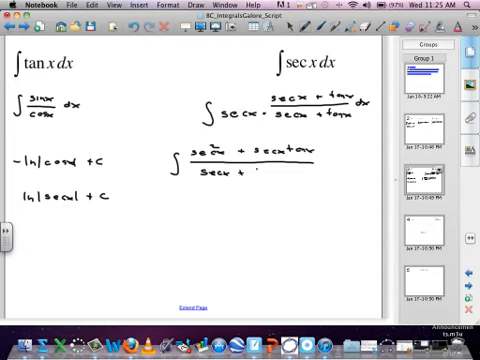So this means now you can do all of the trig functions' antiderivatives, and you can also do all of the trig functions squared antiderivatives.